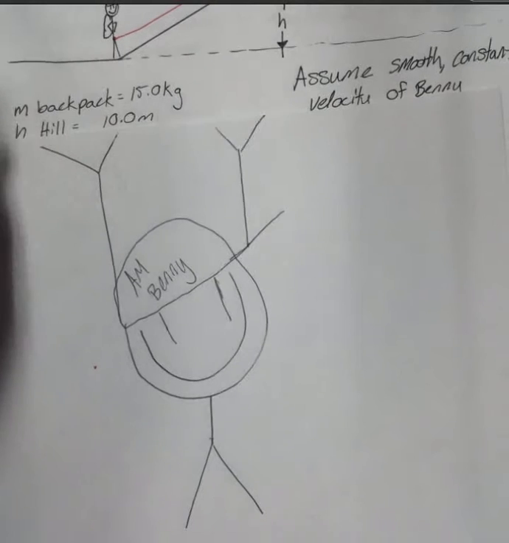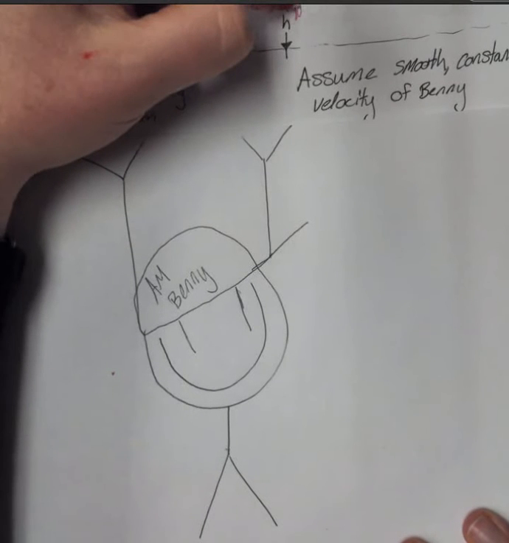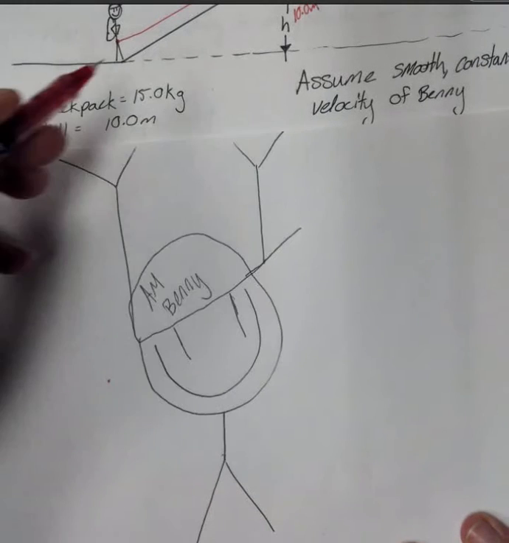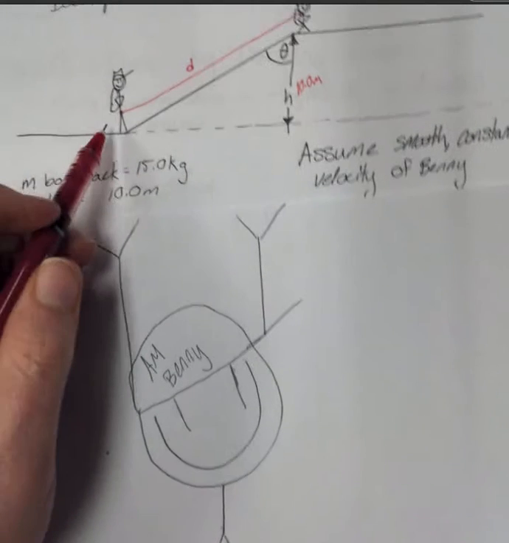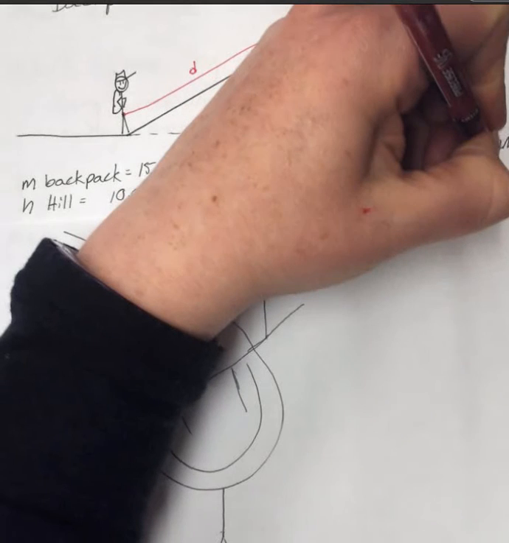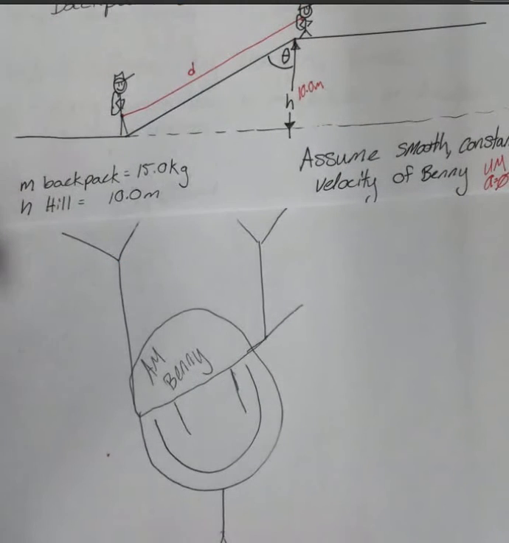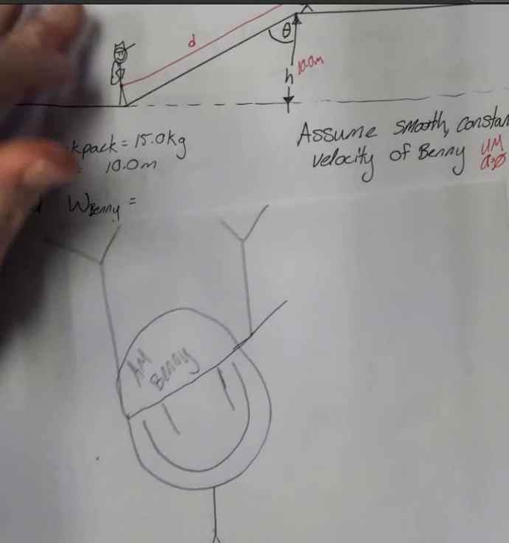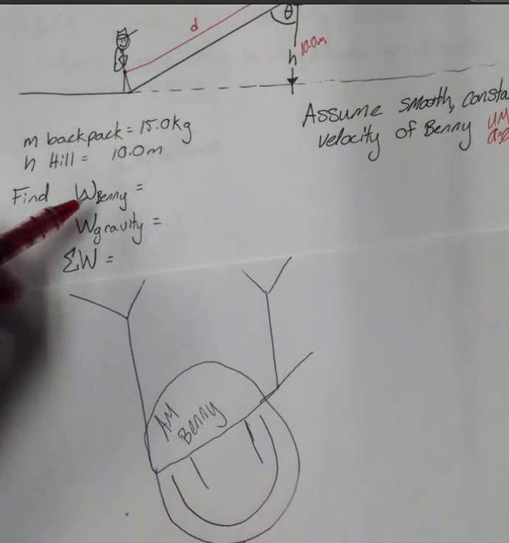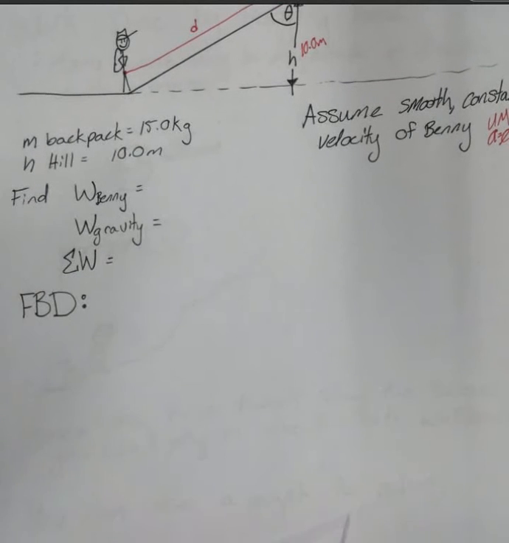So, a few variables that we can know is the mass of the backpack is 15 kilograms. The height of the hill here is 10 meters. And we're going to assume that Benny travels from the bottom to the top with a smooth, constant velocity. So we're assuming uniform motion, or we're assuming that acceleration equals 0. So that means that the net force in all directions is 0. So we're going to find the work that Benny did, the work that gravity did, and the net work done on the backpack, which means that we need to draw a free body diagram.